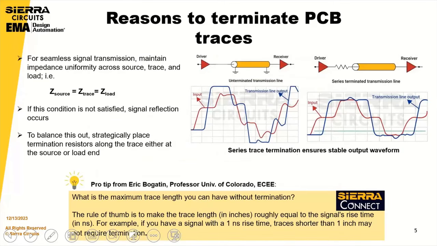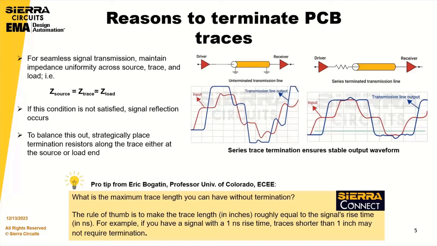So the reasons to terminate PCB traces: for seamless signal transmission, maintaining impedance uniformity across the source, trace, and load. These are good reasons to terminate. If the condition is not satisfied, you could have signal reflections. To balance this out, you want to place termination resistors along the trace at the source or the load end.